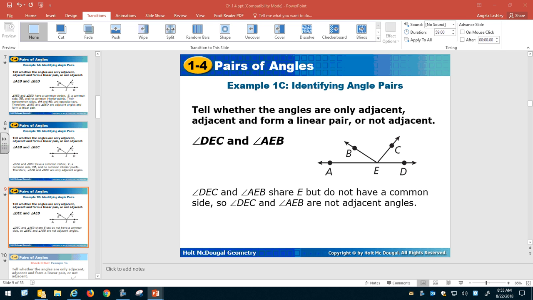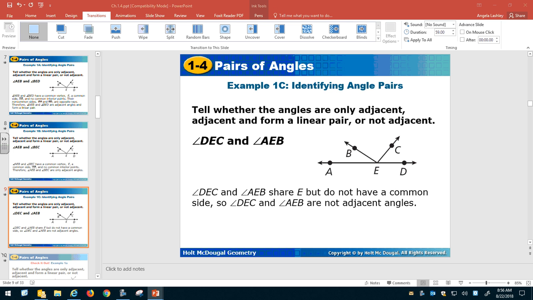Okay, Remy. Adjacent, adjacent and form a linear pair or not adjacent at all? Okay, Remy says adjacent forms a linear pair. Let's see, DEC, that's this angle here, and AEB.